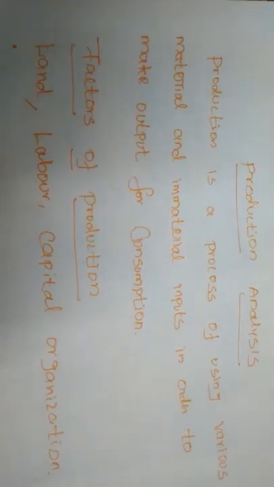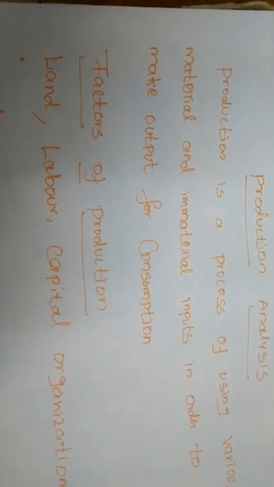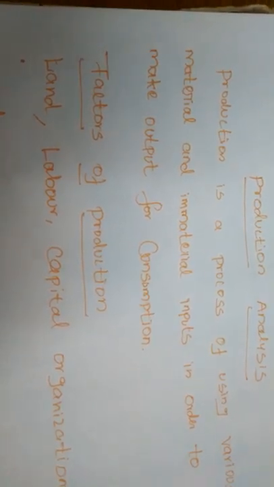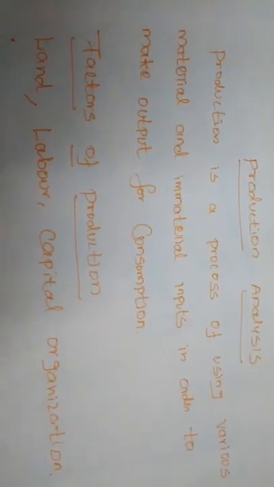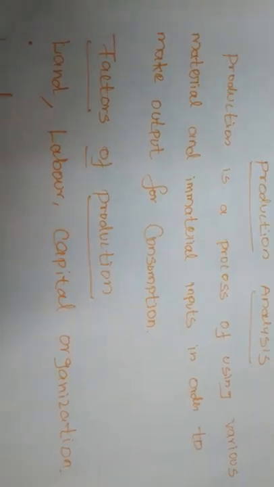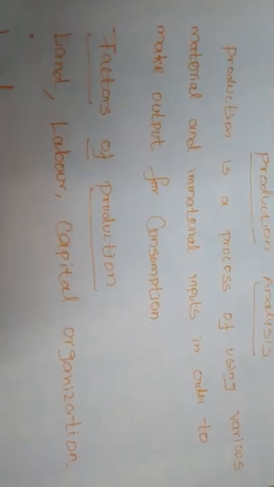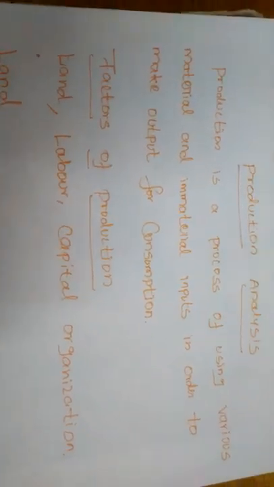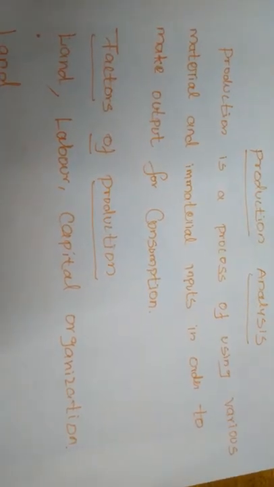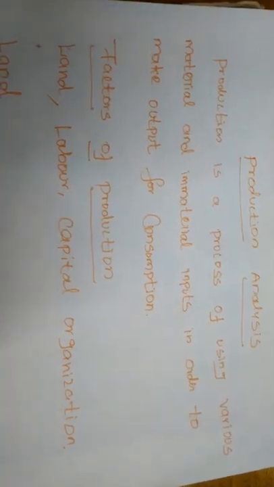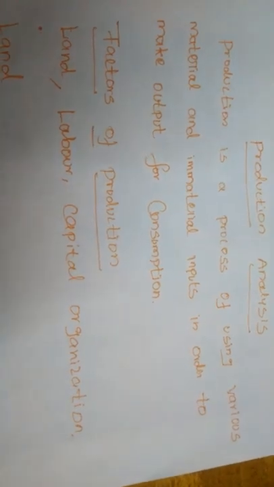Production analysis. Production is a process of using various material and immaterial inputs in order to make output for consumption. If you want to consume any commodities, we have to undertake production. If there is no production, we will not be able to consume any commodities.